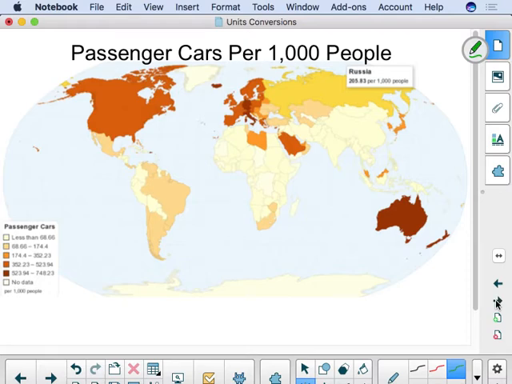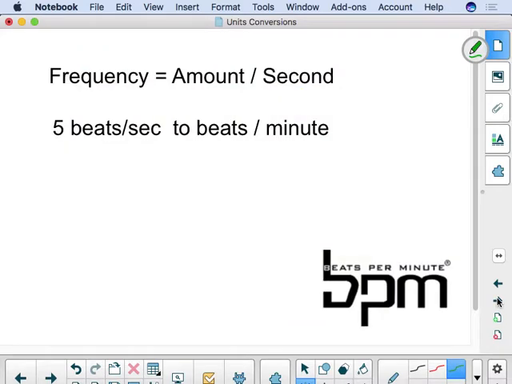If you see the word per in information, that means something's being divided by something. Passenger cars per 1,000 people. What's the ratio of car ownership in the world? A lot of Africa doesn't have a lot of cars per person. Other countries are in between.